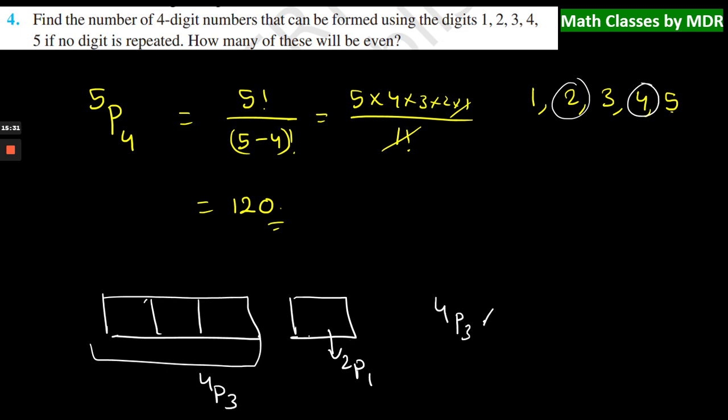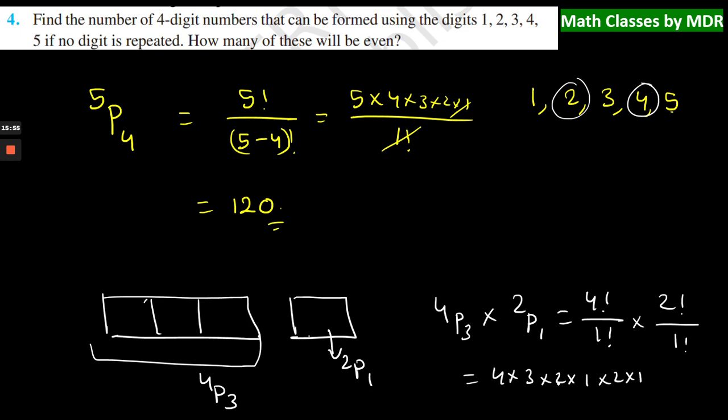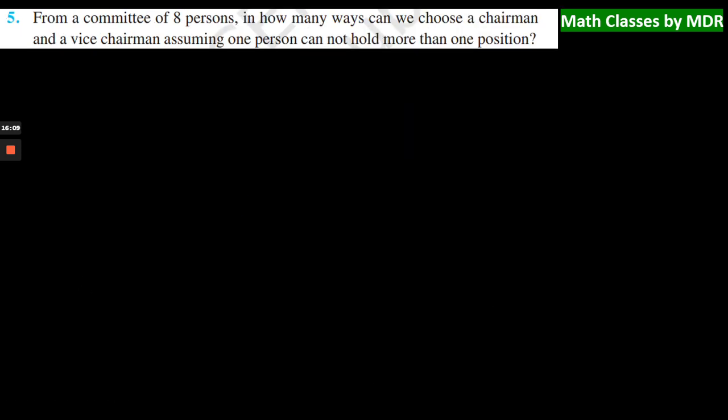So 4p3 into 2p1 is equal to 4 factorial by 4 minus 3 factorial, which is 1 factorial, and 2 factorial by 2 minus 1, which is 1 factorial. So this will be equal to 4 into 3 into 2 into 1 and into 2 into 1. So 48 even numbers are there out of 120. So there are only 48 even numbers, right? Now we shall go to the next question.